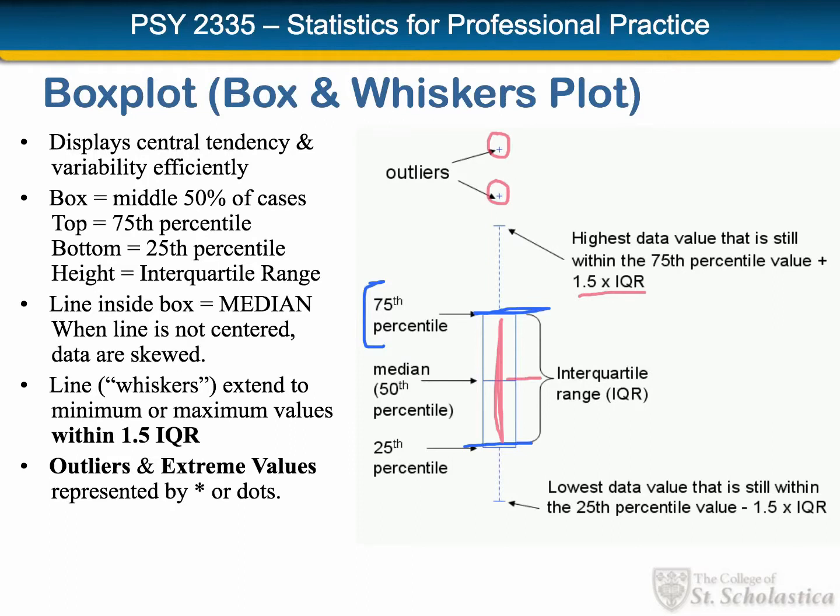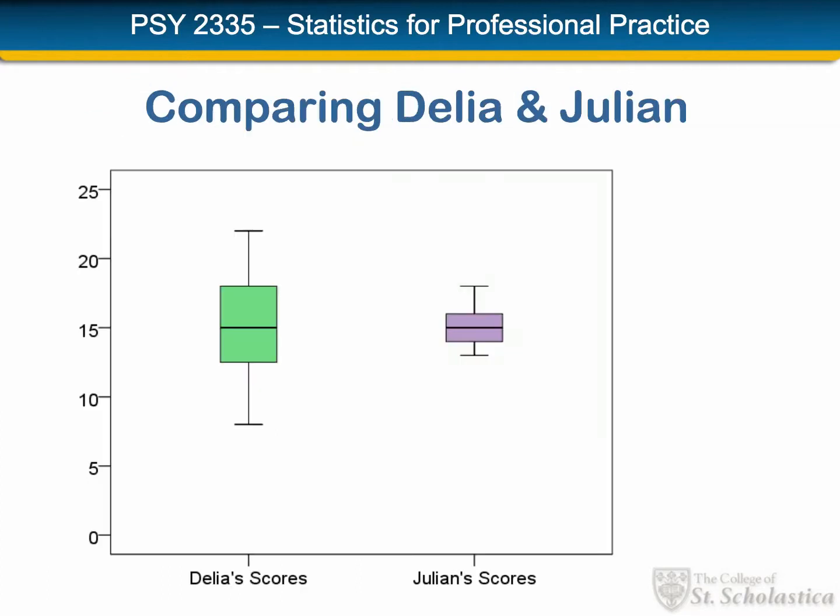So when we look at the box, we can see central tendency, and we can see the range of the middle or most typical values, and then the full range of the data. It's a very efficient way of looking at a data set.